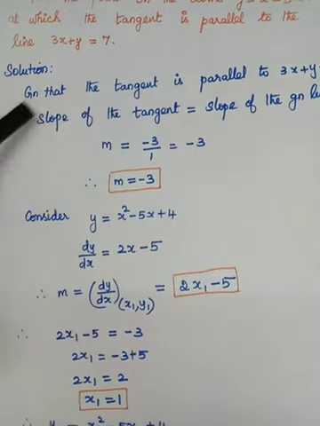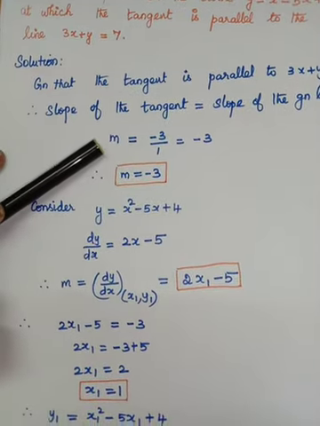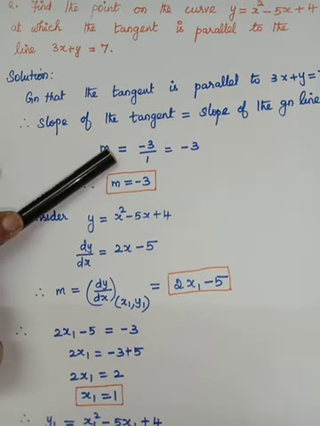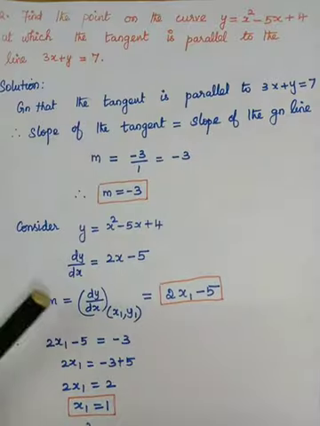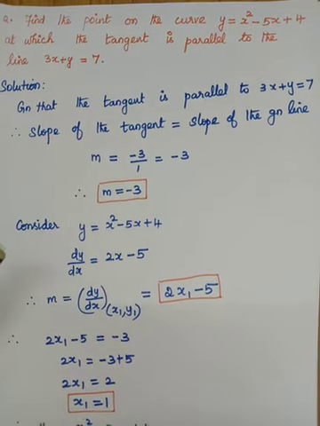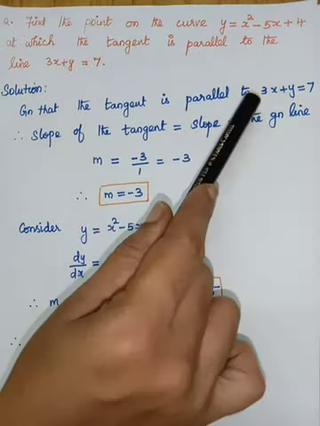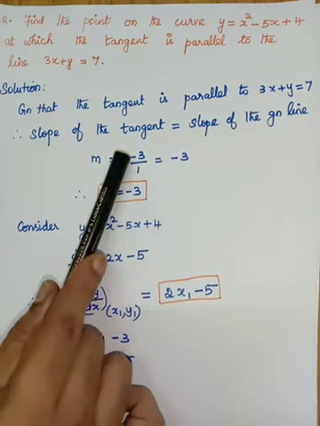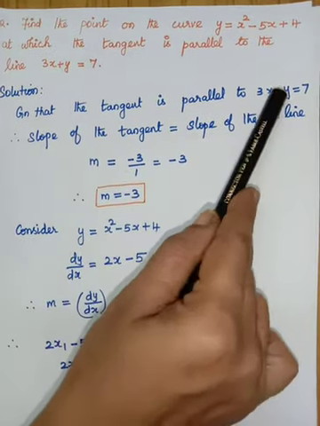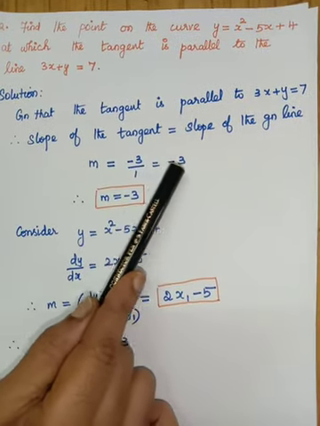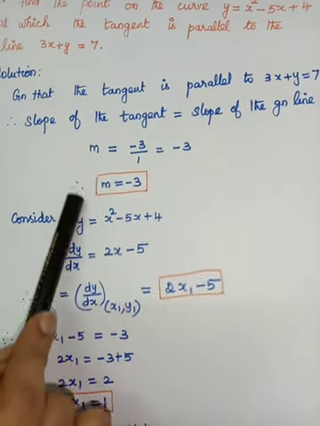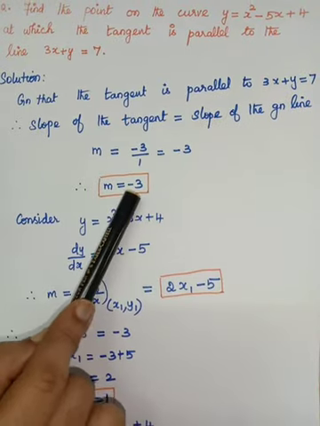Okay, slope of the tangent, how will you denote? You can denote by m. So m is equal to. How to find the slope of the given line? You can use the formula. What formula? Minus x coefficient divided by y coefficient. So x coefficient is 3. So minus 3 by, what is the coefficient of y? It is 1. So minus 3 by 1, that is equal to minus 3. So you have found m is equal to minus 3.